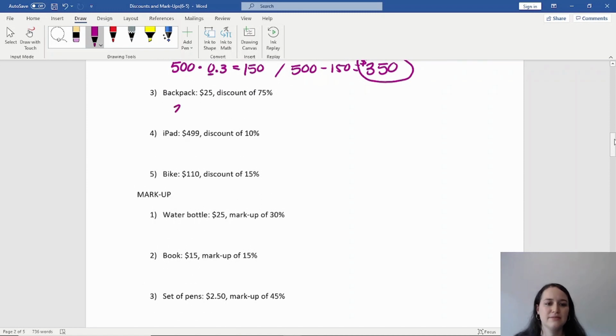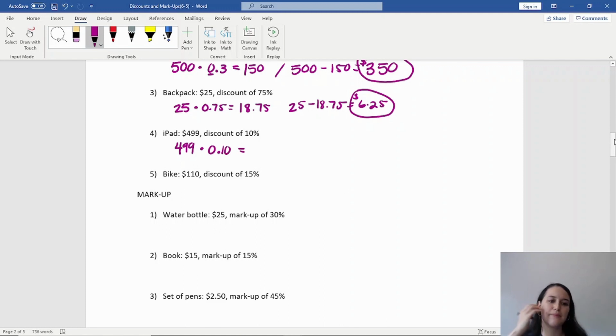All right, backpack. $25 backpack, but you get a discount of 75%. Hey, that's good. It's gonna be a cheap backpack. That is $18.75 that you get to take off of the 25. So 25 minus 18.75 is $6.25, how much you actually pay for that backpack. That's good. Kind of how clearance works. If you go somewhere and you see it's clearance 20%, 50%, or whatever, you can save some money.